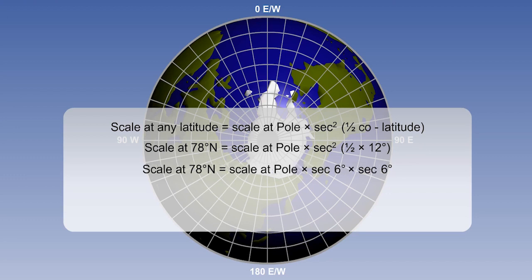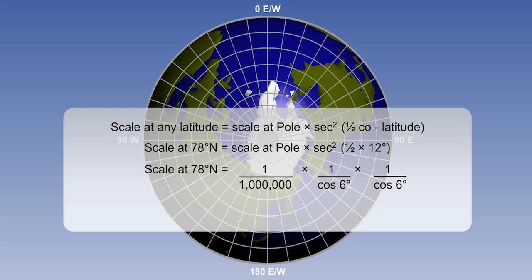Secant squared 6 degrees is just another way of saying the secant of 6 degrees times the secant of 6 degrees. And, as we know, secant is 1 over cosine, so we can substitute in order to have the number 1 as the numerator. Let's assume the scale at the pole to be 1 to 1 million.